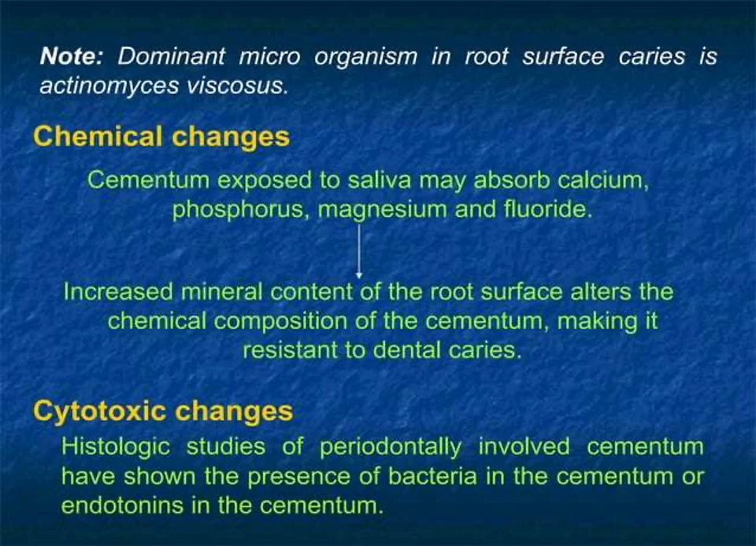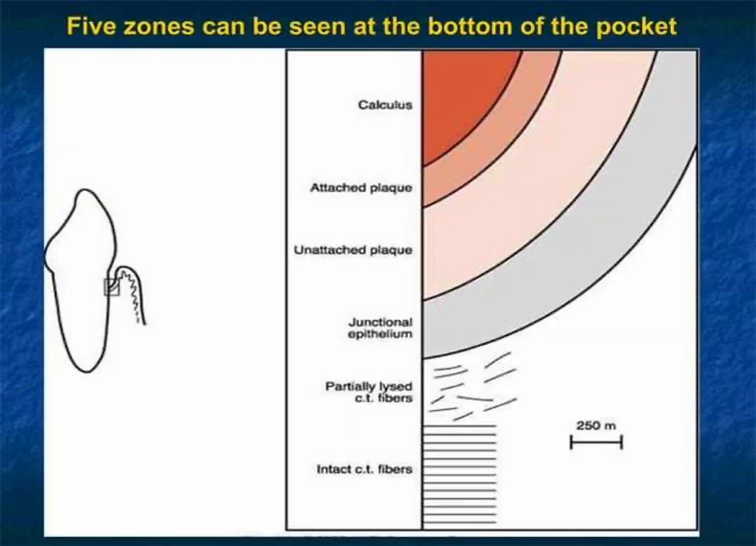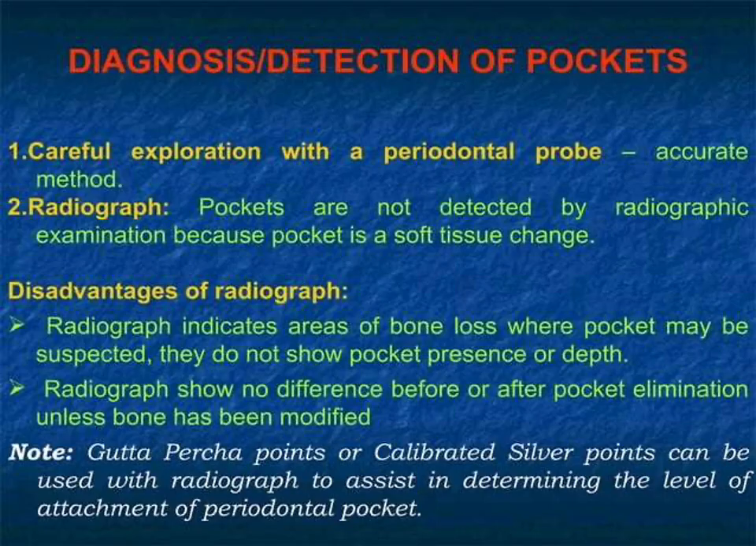Under chemical changes, the cementum exposed to saliva may absorb calcium, phosphorus, magnesium, and fluoride. Increased mineral content of the root surface alters the chemical composition of cementum, making it resistant to dental caries. Under cytotoxic changes, histologic studies of involved cementum have shown the presence of bacteria and endotoxins in the cementum. The 5 zones seen at the bottom of the pocket are calculus, unattached plaque, junctional epithelium, partially lysed connective tissue fibers, and finally the intact connective tissue fibers.